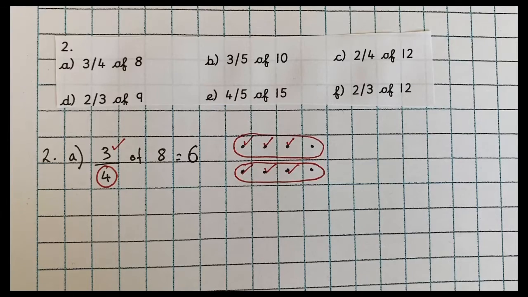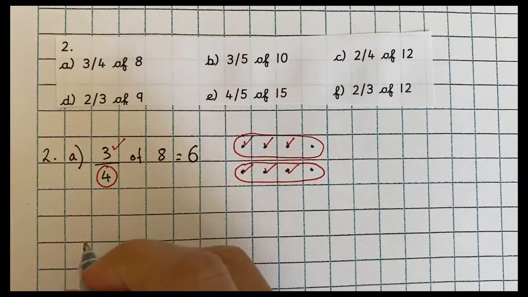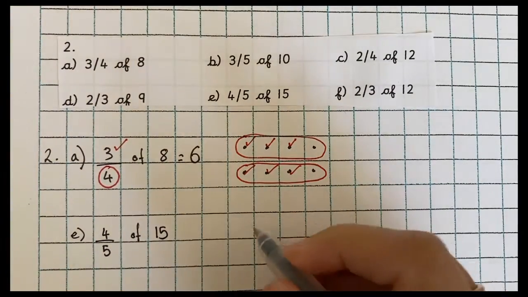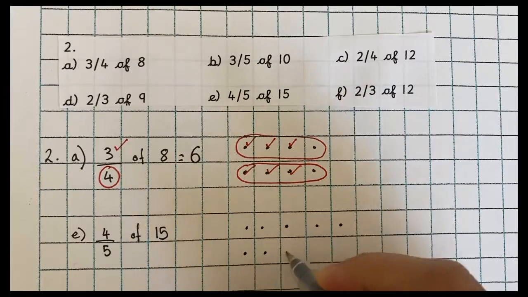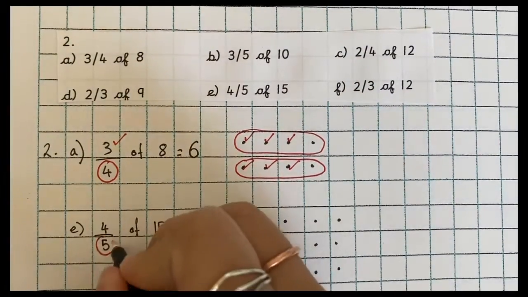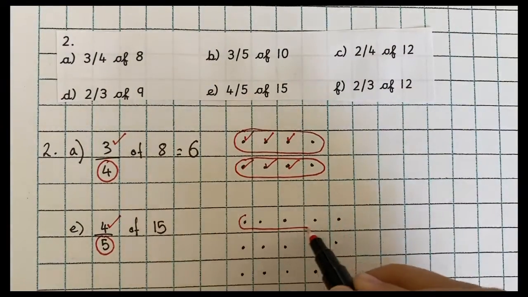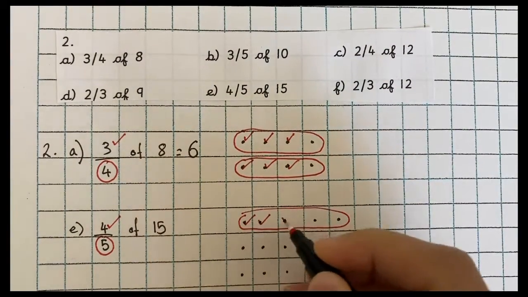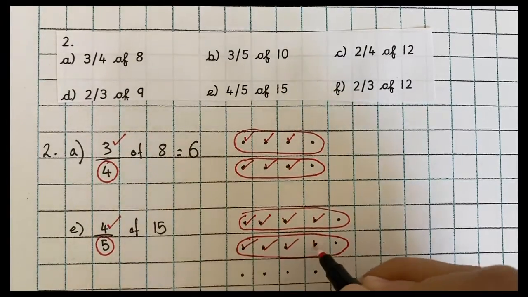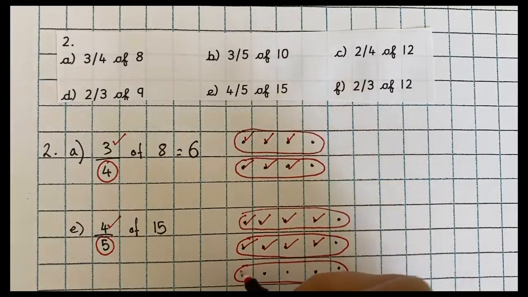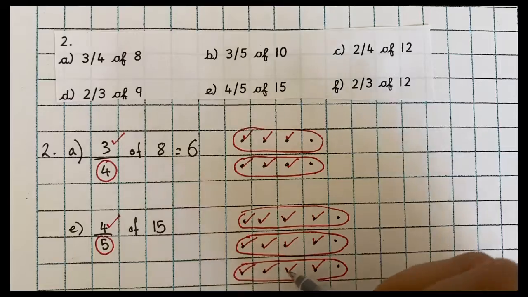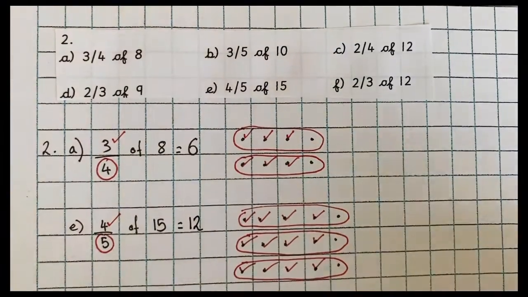Now let's try, I'm going to try doing E, 4/5 of 15. Okay, so I'm going to draw out my 15 dots. And out of every 5 dots, I'm going to tick 4. And do that until you put a ring around all of the dots. And then the final step is to add all those ticks. So they are 12, so 4/5 of 15 equals 12.